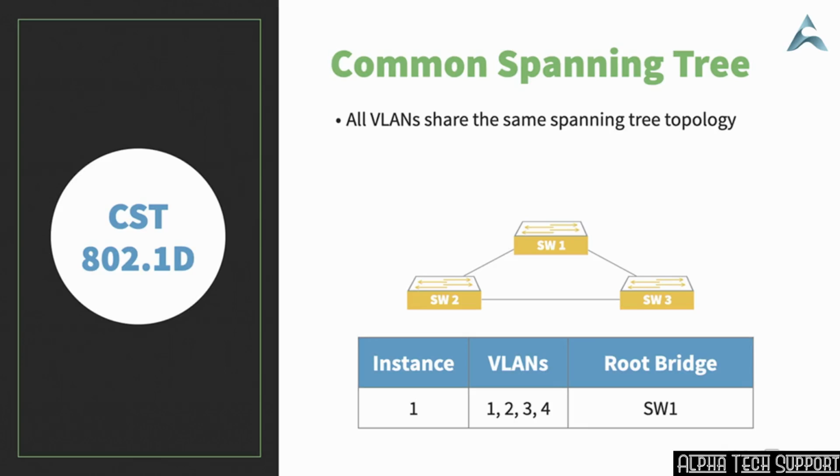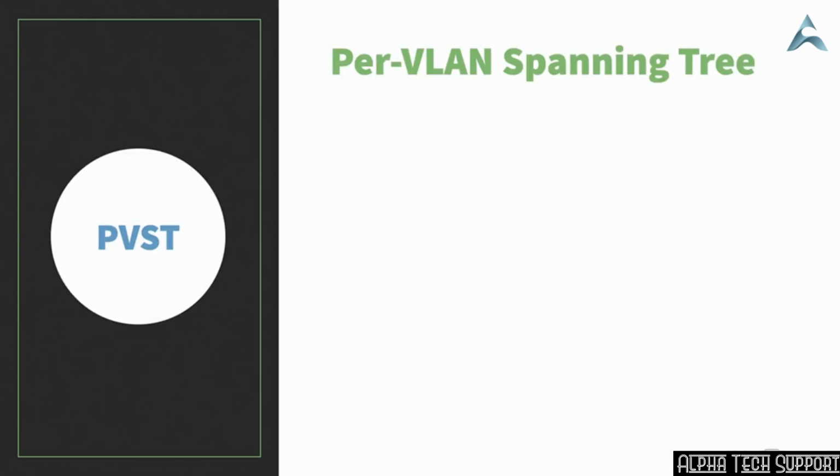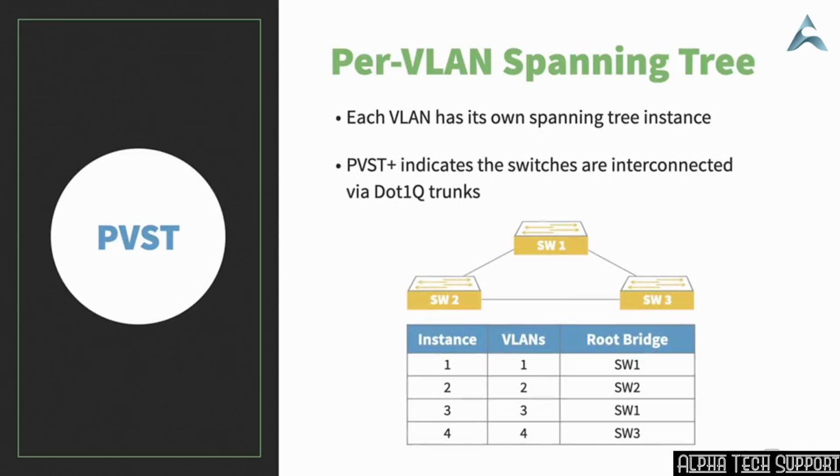That might be fine for, let's say, VLANs 1 and 3, but perhaps VLAN 2 would benefit from having SW2 as its root, just based on traffic flow, and maybe VLAN 4 would benefit from having SW3 as its root based on traffic flow. Well, we don't have that flexibility with the traditional common spanning tree, but Cisco gave us an enhancement called per VLAN spanning tree that does give us that flexibility.